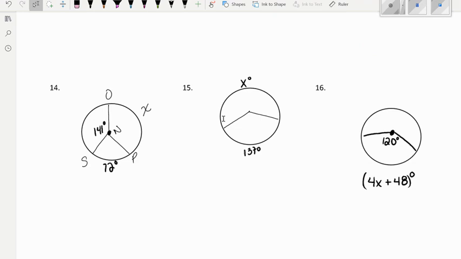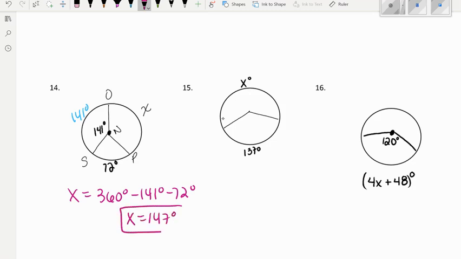So here we know that if this is 141, then the arc is 141 degrees. And we know that the full circle is 360 degrees. So that means x is equal to 360 degrees minus 141 degrees minus 72 degrees. So x equals 147 degrees. For the next one, if this is 137 degrees, and again, a full circle is 360, x equals 360 degrees minus 137 degrees, so x equals 223 degrees.